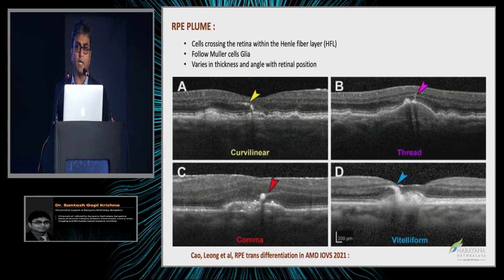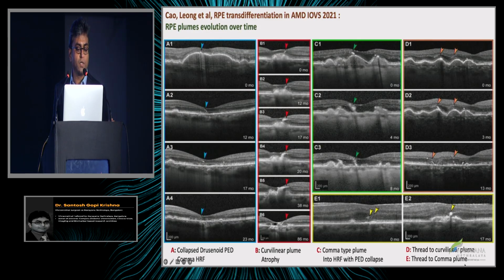There's another terminology called RPE plume, described as cells which cross the retina within the Henle fiber layers. There's a variety called curvilinear, thread, comma and vitelliform types. They studied the longitudinal progression of these varieties over a period of time. You can see the collapse of the PED here, and there's a complete outer retinal atrophy. This is a curvilinear plume, which again led to an atrophy with some cystic spaces. And this is a comma type plume which has developed into HRF with the PED collapse again. In the D and E varieties, again, there is a change in the type of plumes over a period of time.